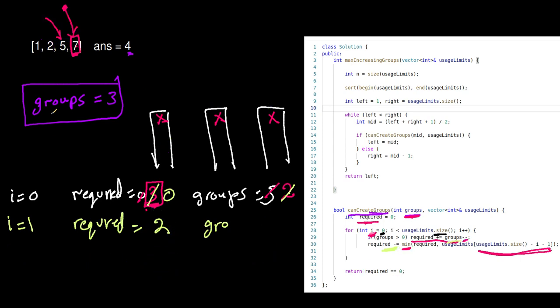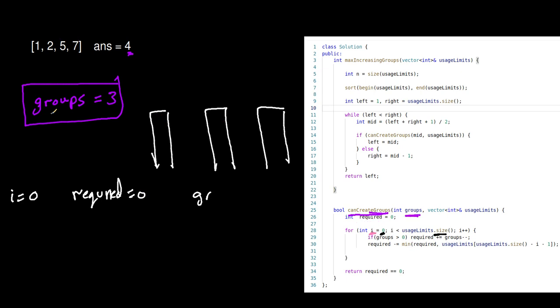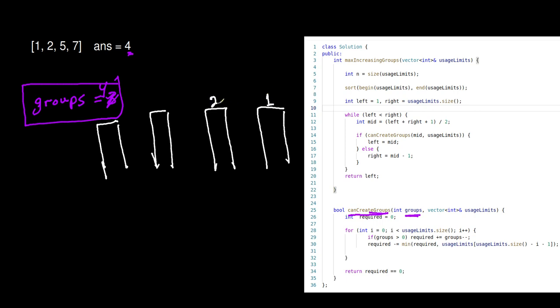So because we are doing binary search, we need to check now if it's possible to have 4 groups. So 4 groups, and the target is to fill the first group with 1 element, the second one with 2 elements, 3 elements, 4 elements. Let's see again how this works.